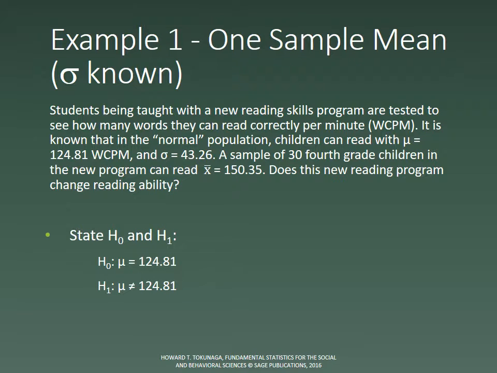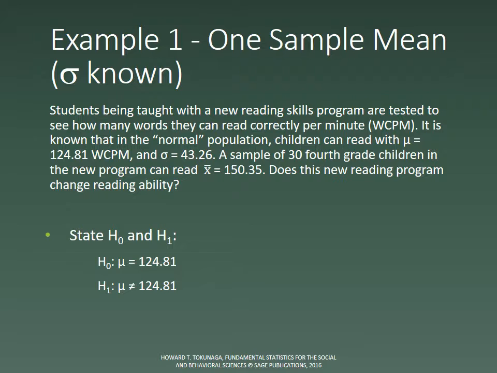So here's our first example of a one sample mean. Students being taught with a new reading skills program are tested to see how many words they can read correctly per minute, WCPM. It is known that in the normal population, children can read with a mean of 124.81 words per minute and a standard deviation of 43.26. In a sample of 30 fourth grade children in a new program, can read with a mean of 150.35 words per minute. Does this new reading program change reading ability?